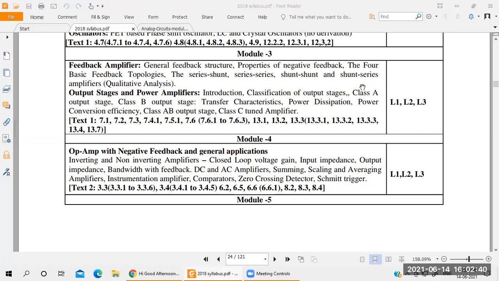The name of the model is op-amp with negative feedback and general amplification. Okay, so this is the name of model number 4. Op-amp means we can call it an operational amplifier. For that, we can use negative feedback for the amplifier, and from that you can use it for different applications. Here we have taken general applications.